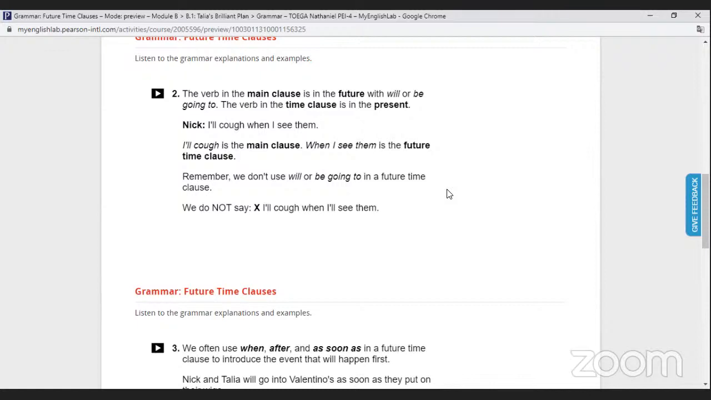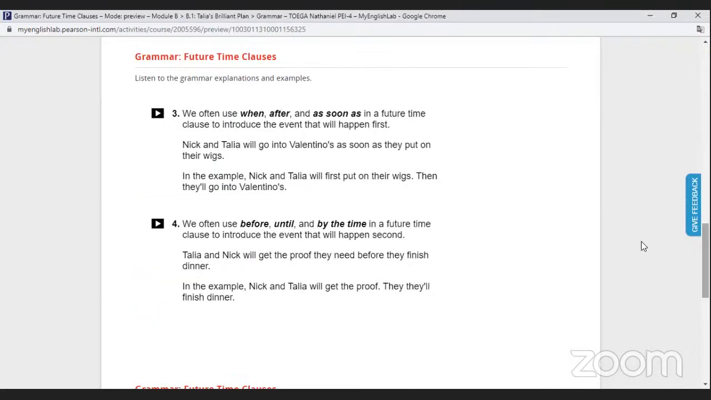Okay, so do you notice the differences between the main clause and the future time clause, right? Yeah. That's great. Number three, we often use when, after, and as soon as in the future time clause to introduce the event that will happen first. Read, please. Nick and Dahlia will go into Valentino's as soon as they put on their wigs. In the example, Nick and Dahlia will first put on their wigs, then they'll go to Valentino's.